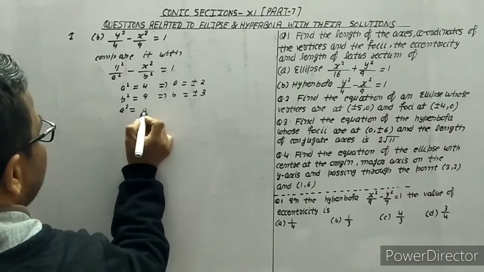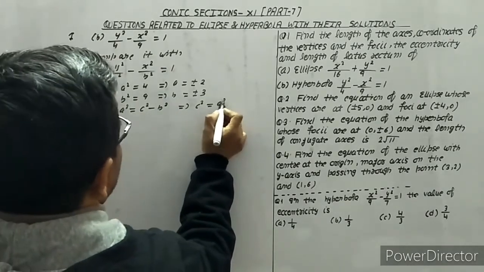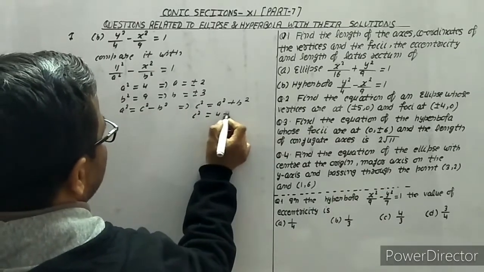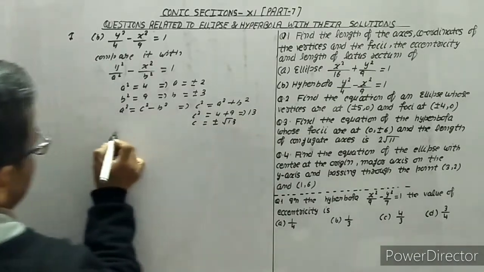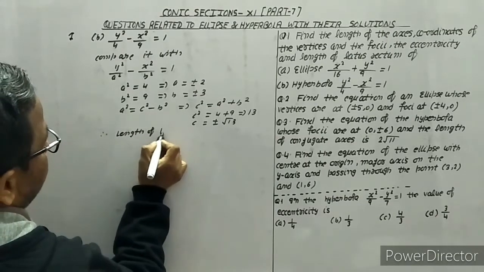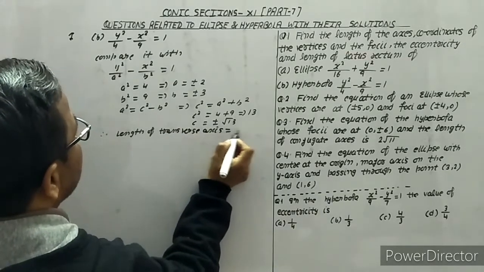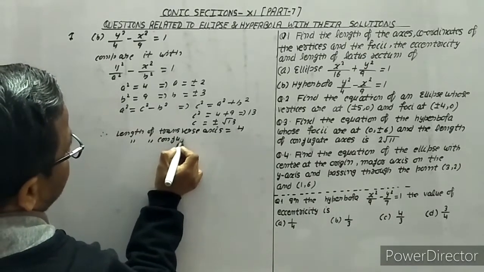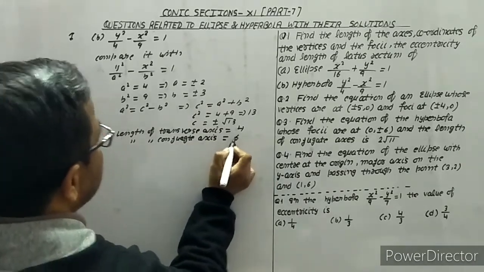In this case, we know very well that c square is equal to a square plus b square. Therefore, c square is equal to 4 plus 9. It means this is 13. Therefore, c is equal to plus minus root 13. Now one by one each term. First of all, length of transverse axis. Length of transverse axis is equal to 2a. Therefore, this is equal to 4. Length of conjugate axis. Length of conjugate axis we know very well. It is given by 2b. Therefore, this is 6 only.